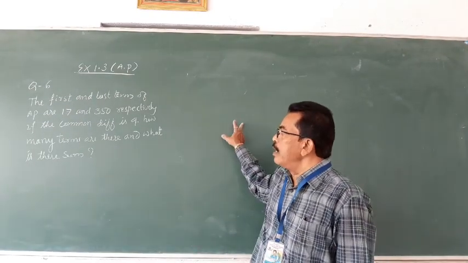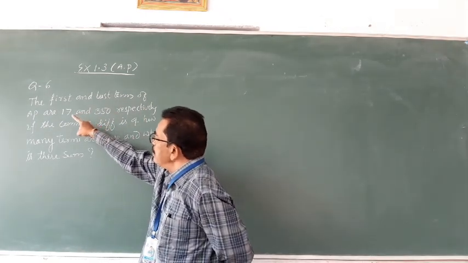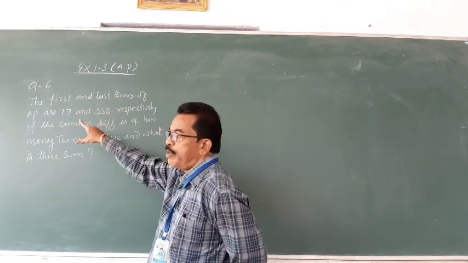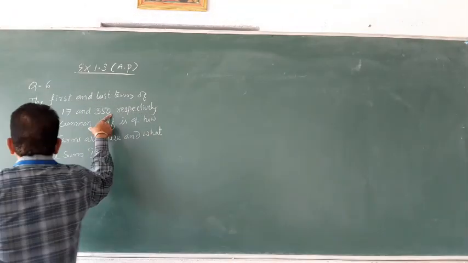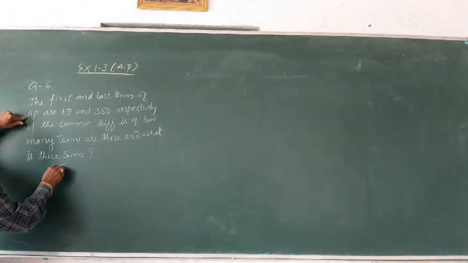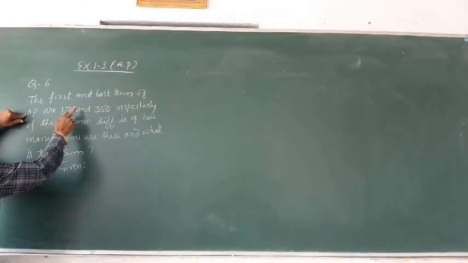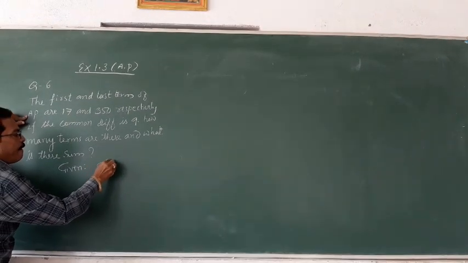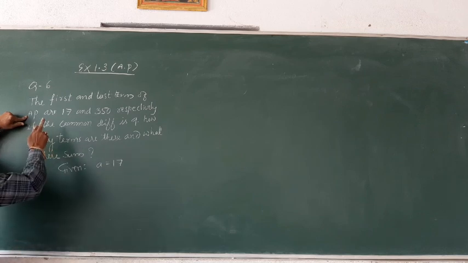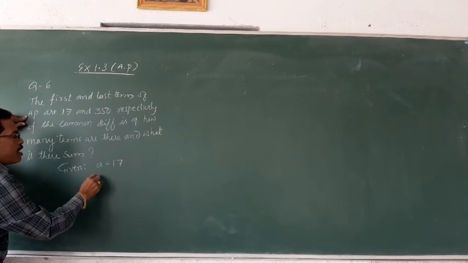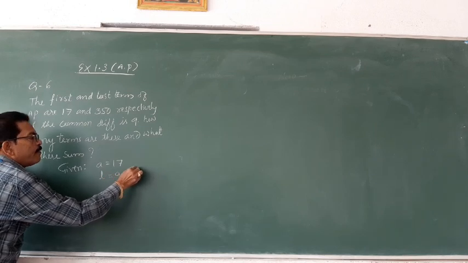Okay. Question number 6, 1.3. The first and last term of an AP are 17 and 350. See, you go on writing what they have given. Given, the first term, that is a, equals 17. The last term, l, that is an, equals 350.